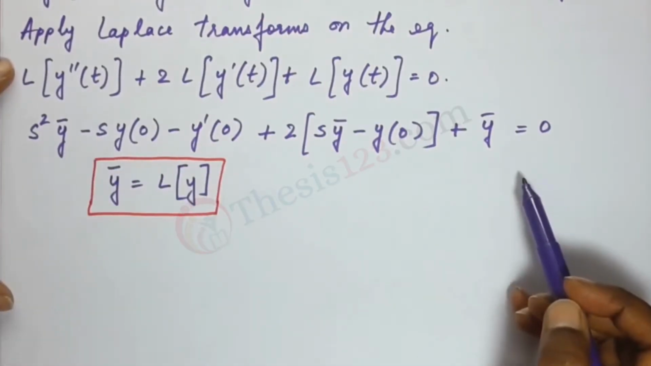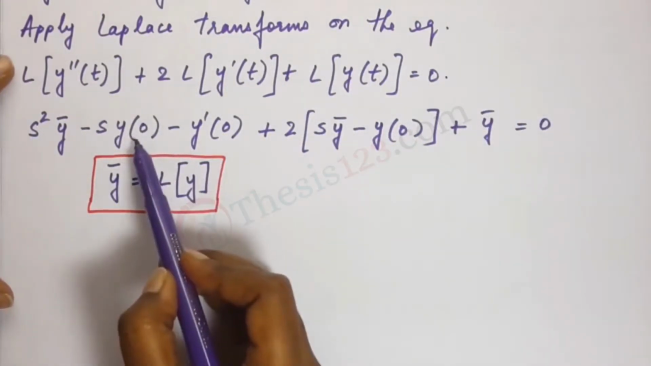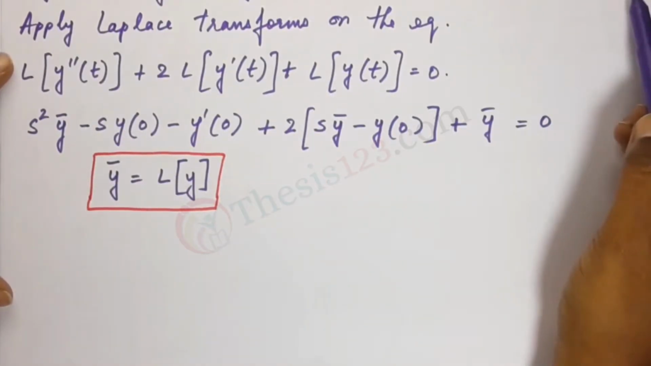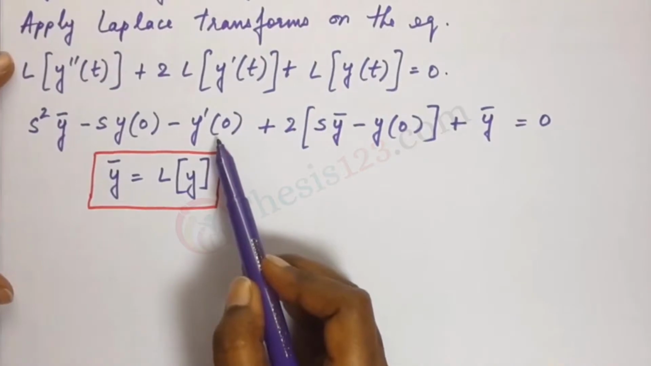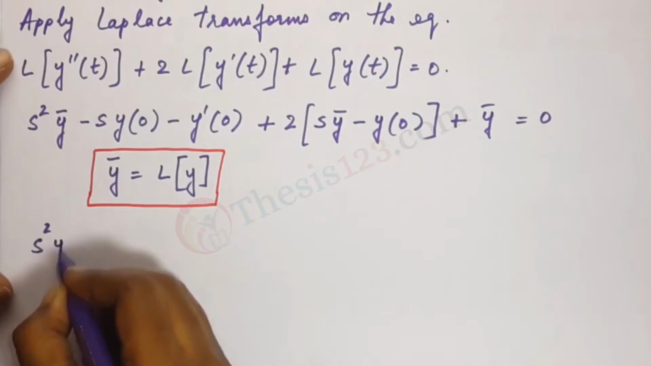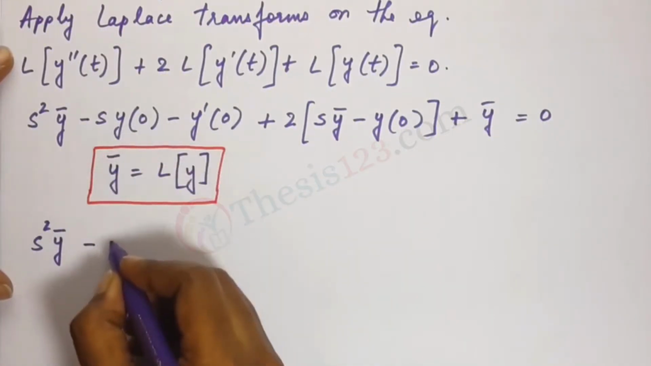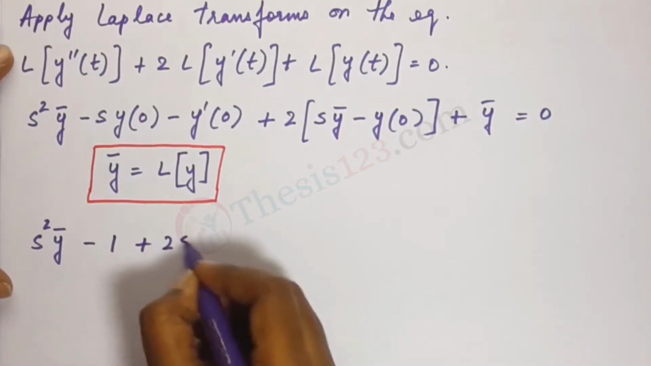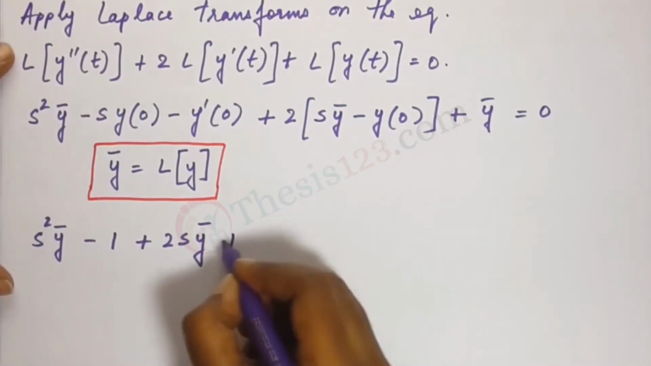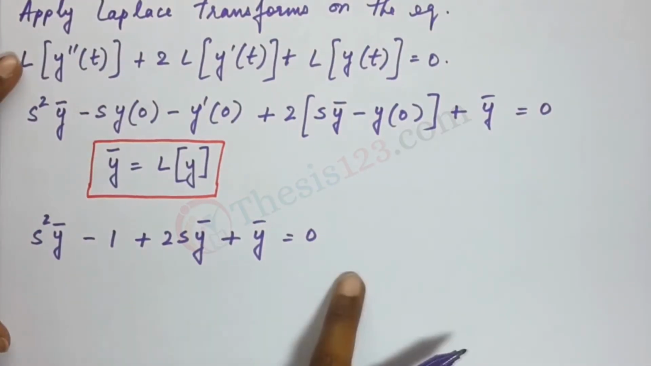Now that we have all of this, let's substitute the initial conditions that are given to us. Y of 0 is 0, so this term becomes 0. Y dash of 0 is equal to 1, so here this becomes 1, and this again is 0. So, let's just substitute. s square y bar minus 0 minus 1 plus 2s times y bar minus 0 plus y bar is equal to 0. Okay, so this is what we have now.